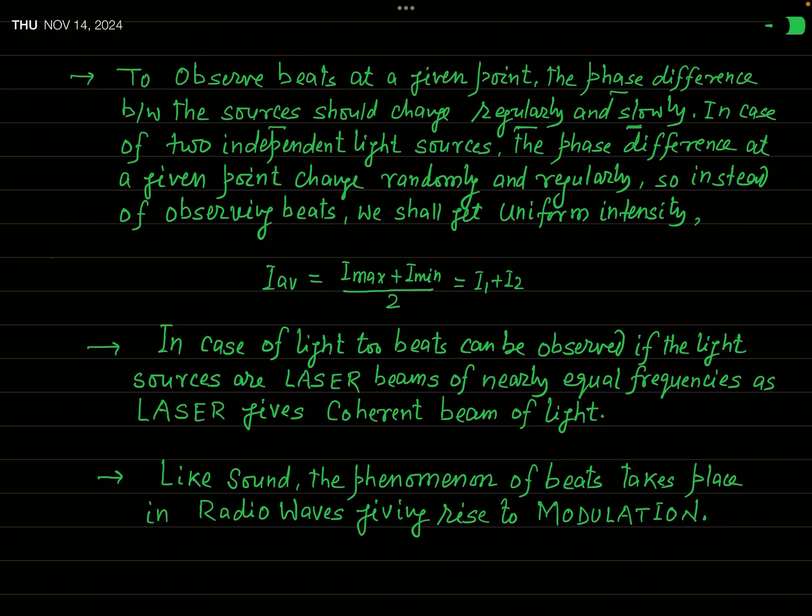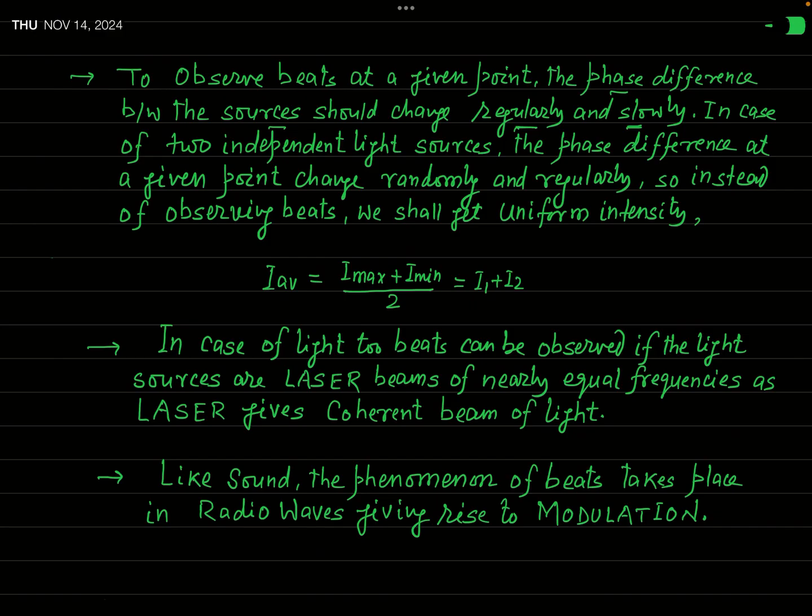But what actually happens in case of light waves? As you know, emission of light from atoms is a random and rapid phenomenon. And the phase difference at a given point due to two independent light sources will change rapidly and randomly, not slowly and regularly. And when the phase difference changes rapidly and randomly, then instead of observing beats, we shall get uniform intensity.